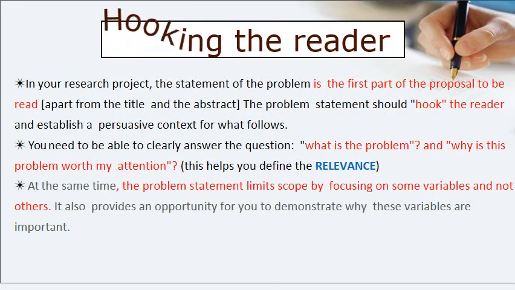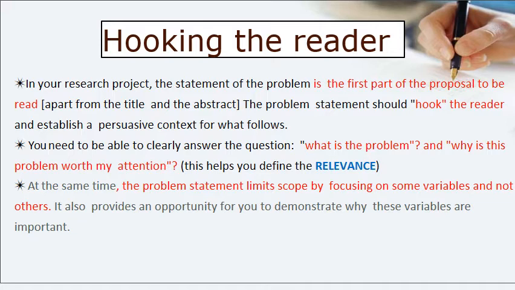Basically, the problem statement has a function to hook the reader, in this case, your invigilator during your viva. In your research project, the statement of the problem or problem statement is the first part of the proposal to be read. This is after your title and the abstract. The problem statement should hook the reader, basically interest the person, and establish a persuasive context for what follows.